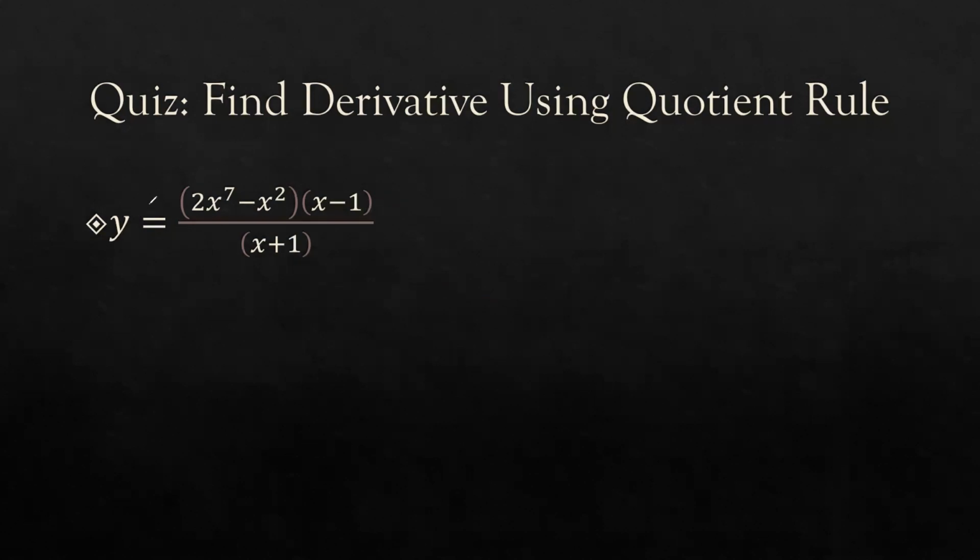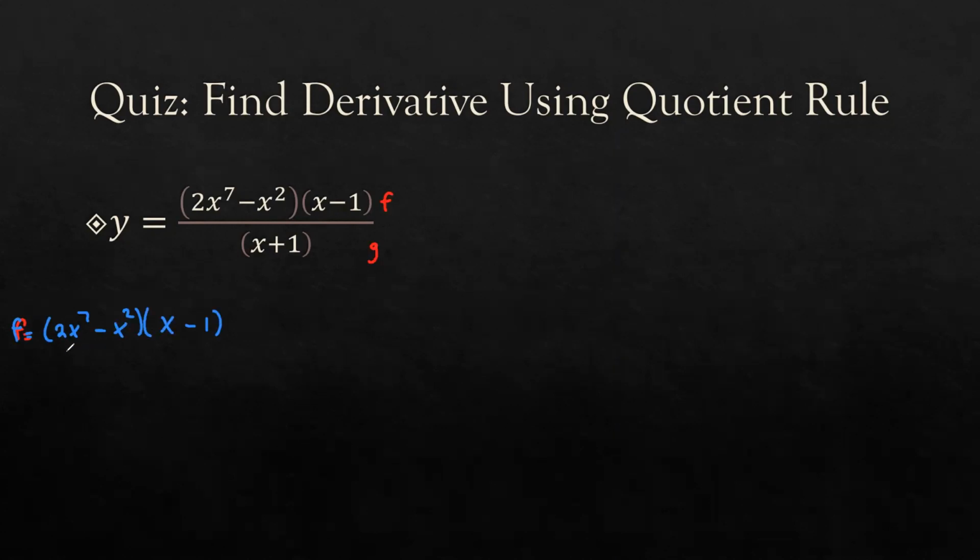So what is my f? My f is this, and then my g is the bottom, right? So f is, how about let's use blue, not red. So f is 2x^7 minus x squared times x minus 1. Since we're going to find f prime, what should we do?